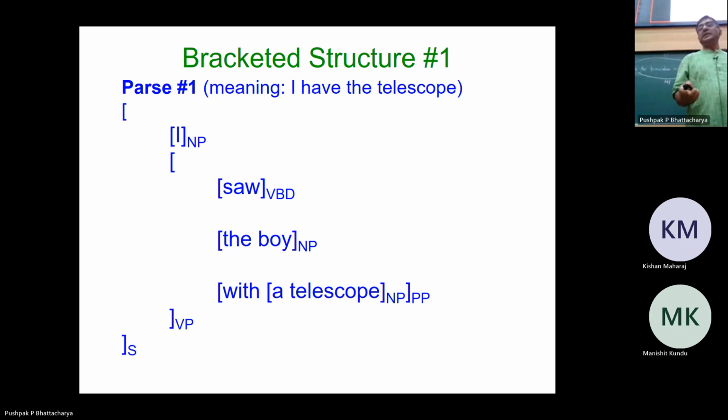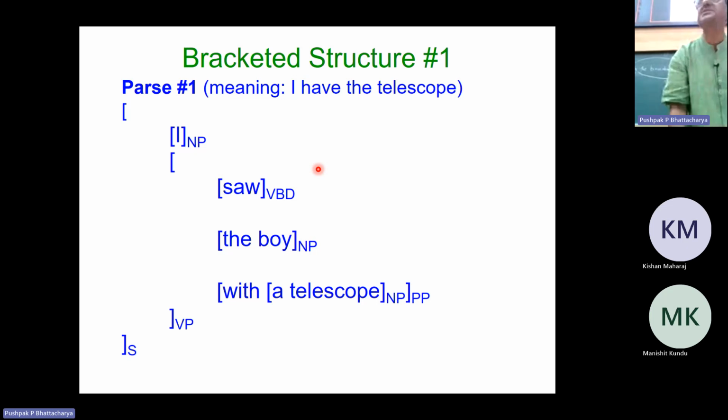It is S. Then the outermost bracket has lots of sub-bracketed entities. So I have the first bracketed entity as I, which is an NP. And then I have a fairly large bracketed structure. I have this bracket and the closing bracket here, which is the VP bracket. This means I have a word phrase here, which is a bracketed structure that has smaller bracketed structures.